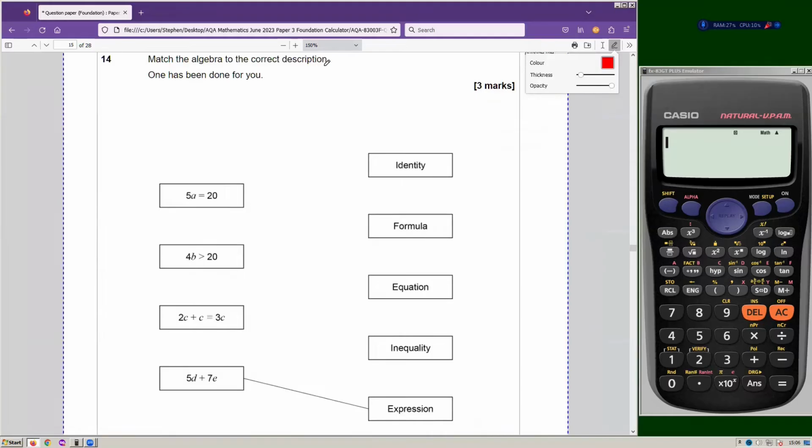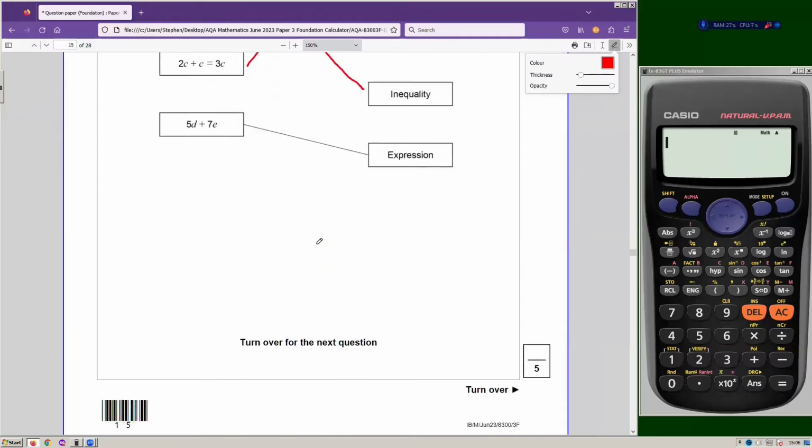Match the algebra to the correct description. One has been done for you. Right, 5D plus 7E is an expression. Okay, well, let's do the equals 1 first. We've got an equals 1, yes, so that will be an equation. And then this one here with the 3 lines on is going to be an identity. It means it's not just exactly the same, it's the same thing. And then 4b is greater than, that's an inequality.